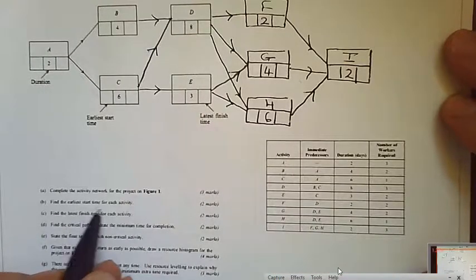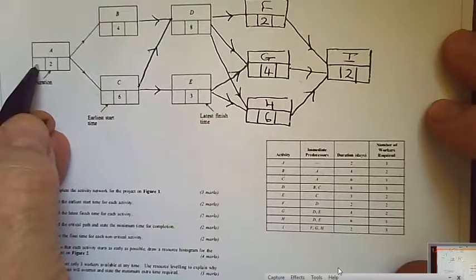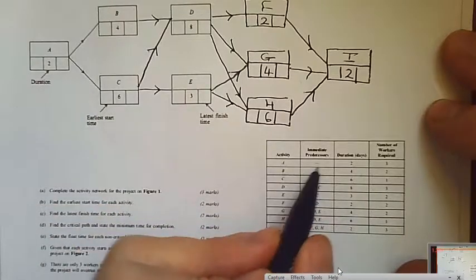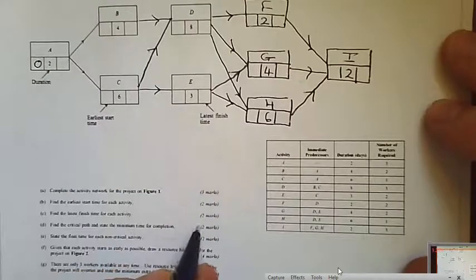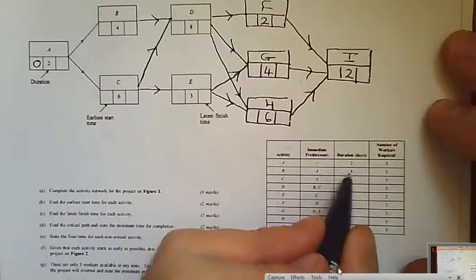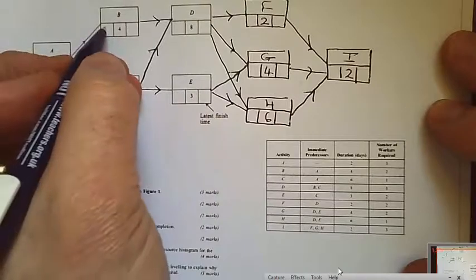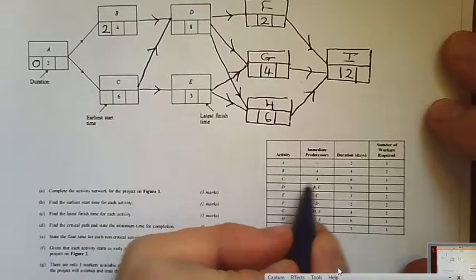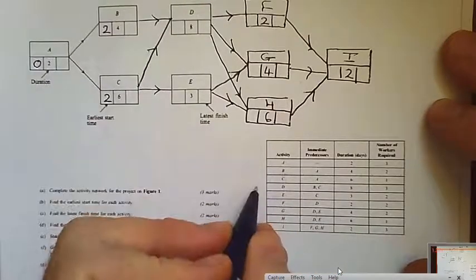Part B, find the earliest start time for each activity. So this is the easier bit, the forward pass. A has no predecessors, so we can start that at time 0. B requires A to be completed before it can start, so the earliest that can be is after 2 days. C also requires A, so again the earliest that could be is after 2 days.